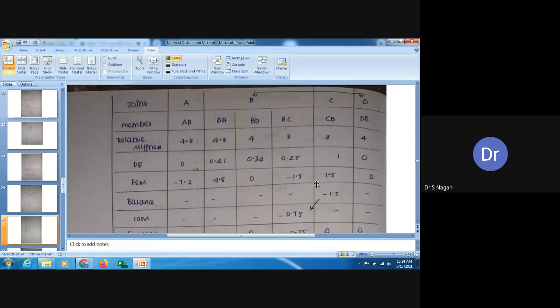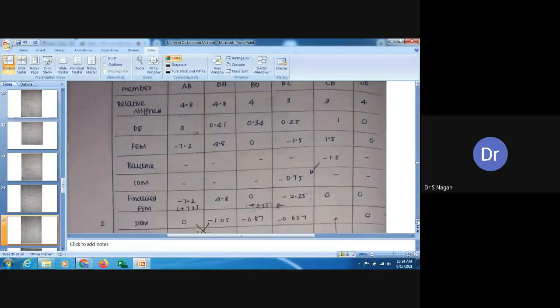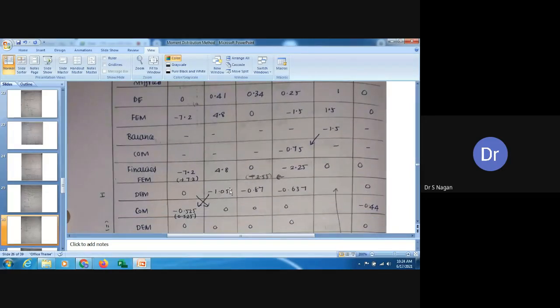At B, we have some value, so half the value needs to be carried over to D. That's why we have minus 0.87, half of this value, minus 0.435, made as minus 0.44. This will not be carried over because we have closed this end. From here also, there won't be any carryover, as it is 0. So the carryover amount is half of this going here, and half of this should go here, but we have closed this path. All the other values are zero. Only here you have minus 0.525 and here minus 0.44.